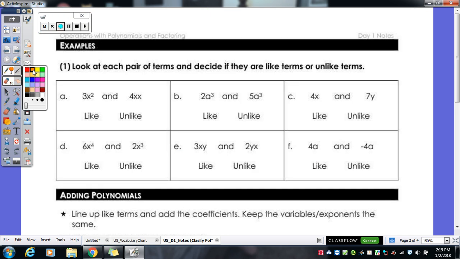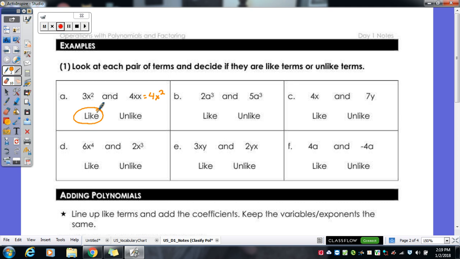We are going to be deciding if these are like terms or unlike terms. So we look at the first one, letter A, 3x squared and 4xx. Are those like terms? What if I rewrote this as the 4x squared since I have those two x's there? Are those like terms? Yeah.